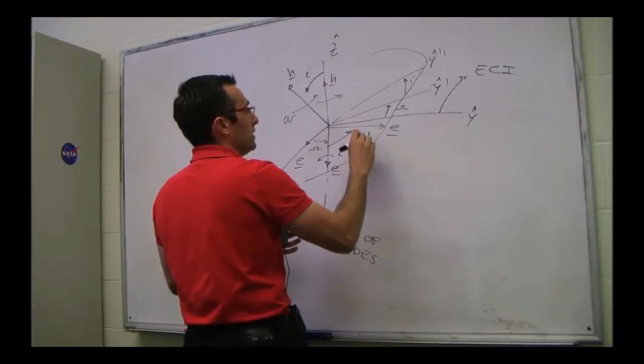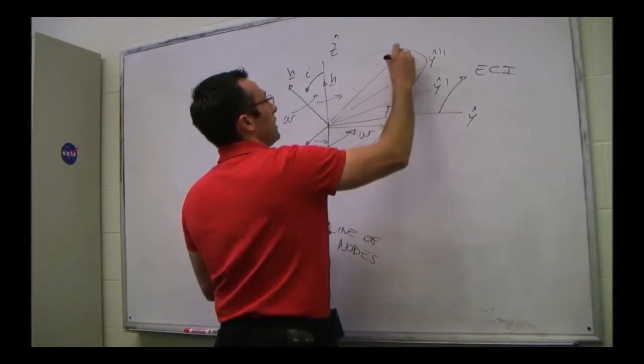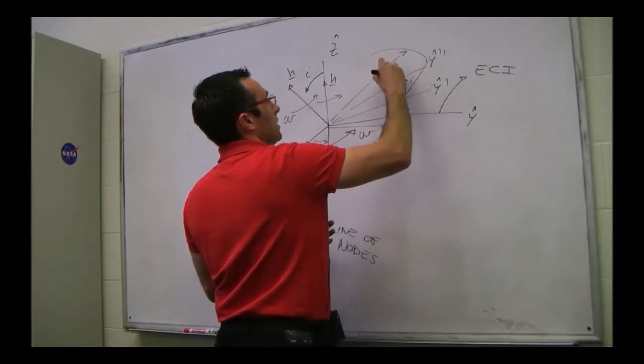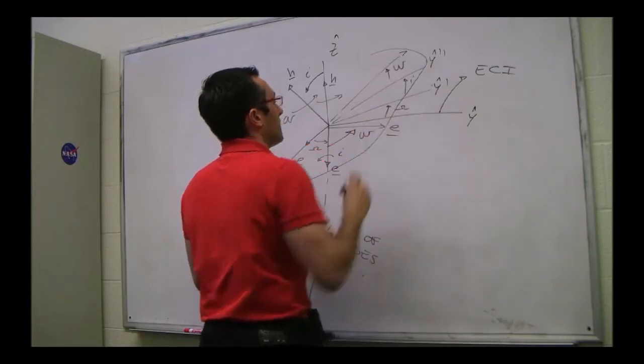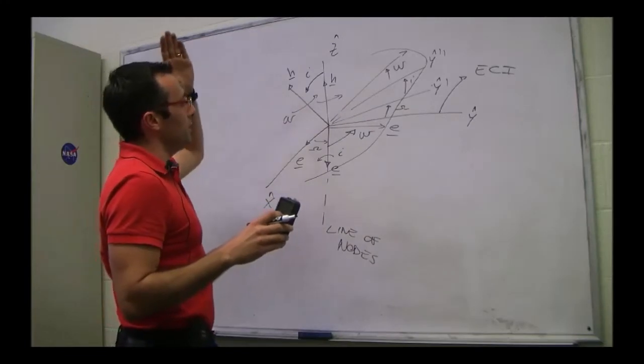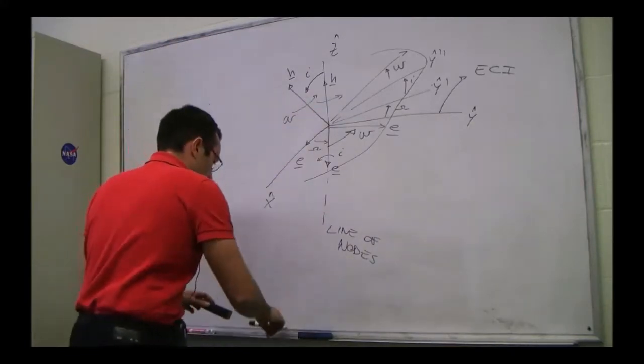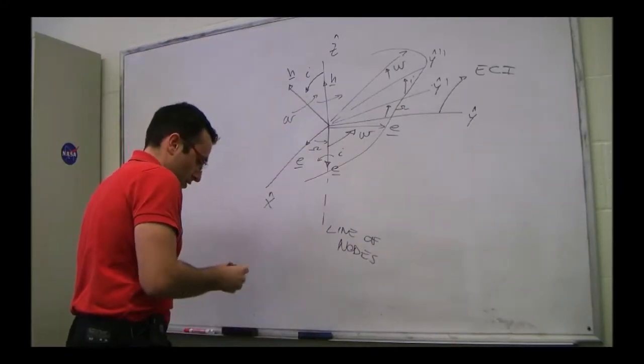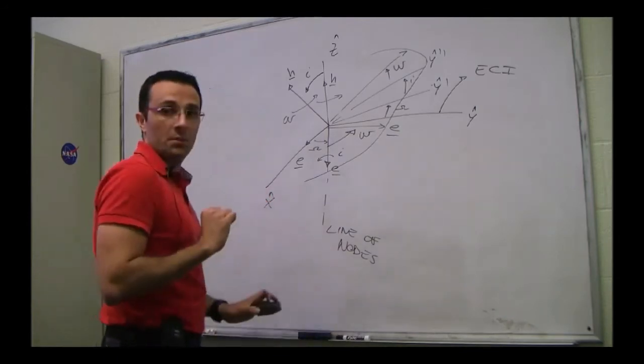And that basically fixes everything. So now with three rotations, we have oriented correctly the line of nodes, the angular momentum, and the eccentricity vector. And I hope this clarifies a little bit more. Thank you.